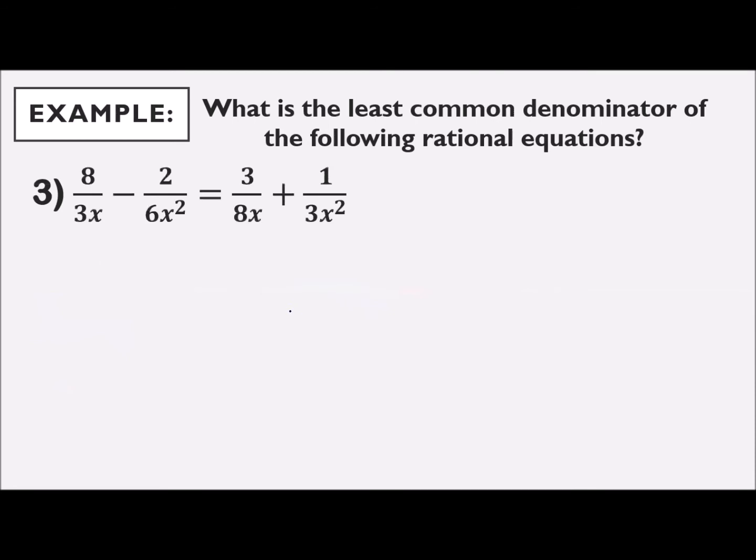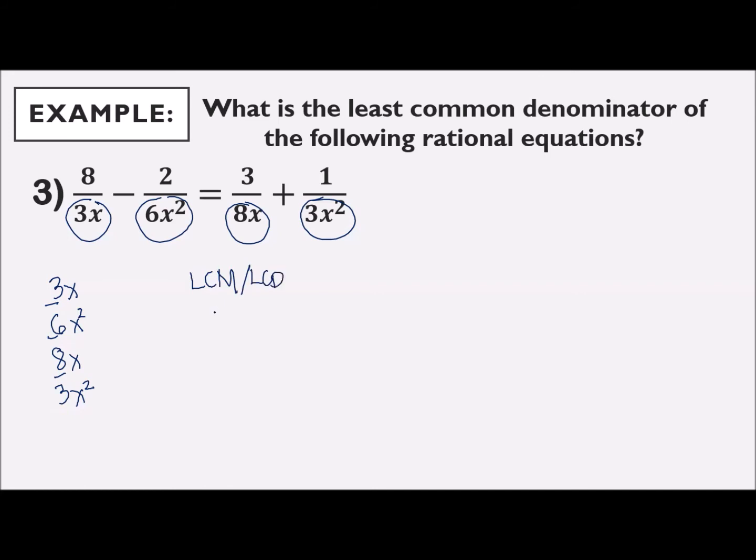Okay? Last one. 3x, 6x squared, 8x, tsaka 3x squared. Magkakaiba na siya, di ba? So, ngayon, ang i-consider natin yung mga numerical coefficients. We have here 3, 6, and 8. So, kumbaga, LCM or LCD. Okay? So, 3, 6, and 8.